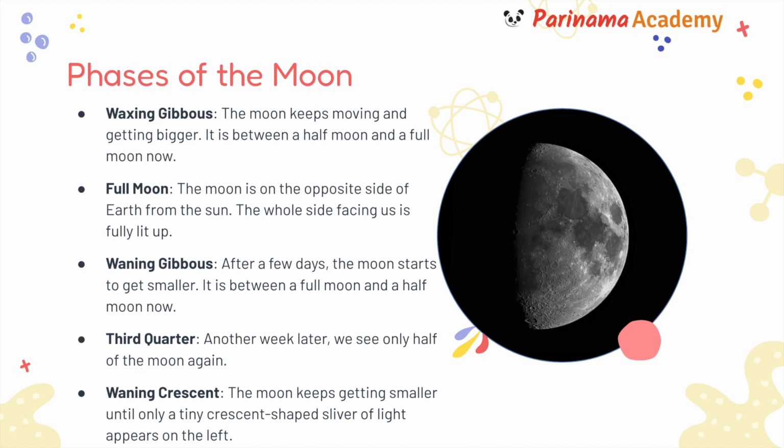Waning gibbous. After a few days, the moon starts to get smaller. It is between a full moon and a half moon now. Third quarter. Another week later, we see only half of the moon again. Waning crescent. The moon keeps getting smaller until only a tiny crescent-shaped sliver of light appears on the left.